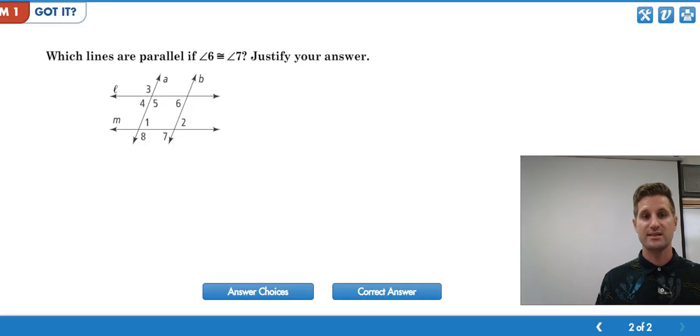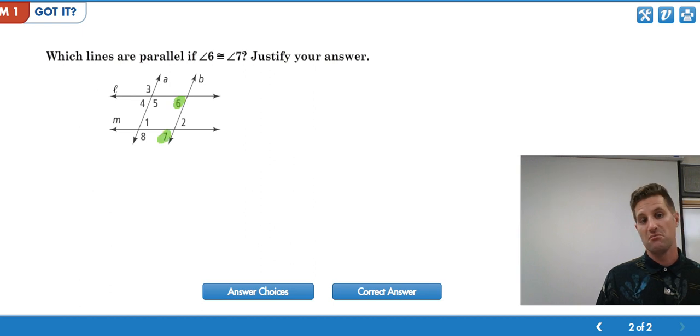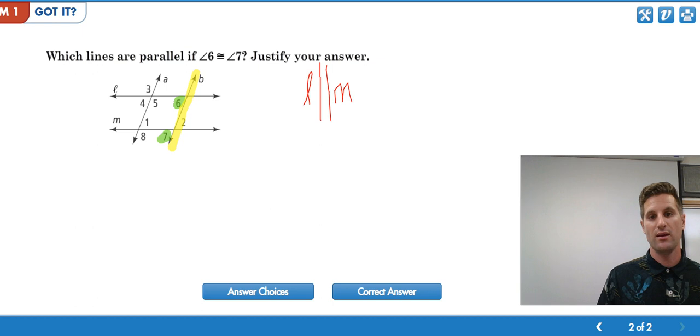Okay, 6 and 7. So let's go ahead and identify 6 and 7. We'll use the light green again. So 6 is here, 7's here. Okay, cool. What line do they share? They share line B. So which lines did this just cut? Those are the lines that are going to be parallel. And the answer is going to be line L is parallel to line M. Okay. And why? Because these are corresponding angles that are congruent. So let's go ahead and erase, see what they said.